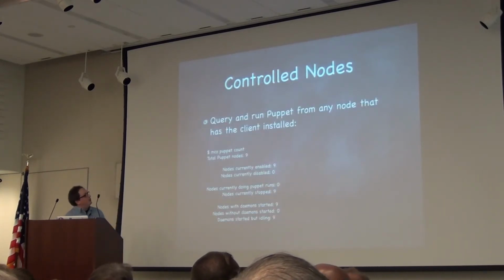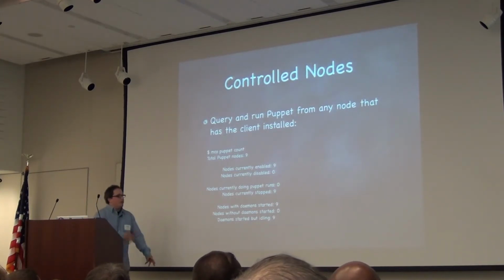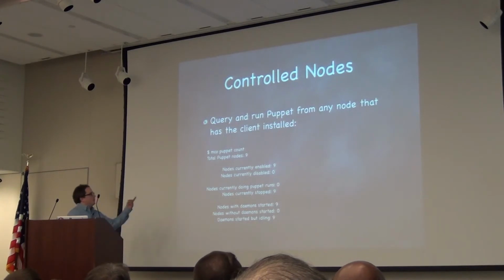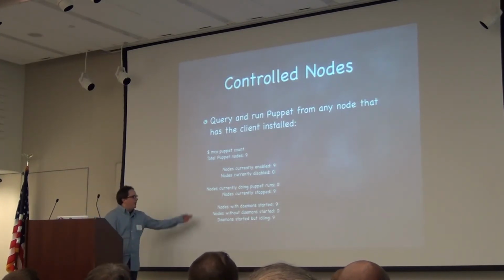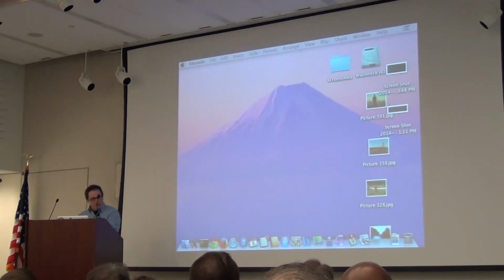All right, so your controlled nodes, you can query and run Puppet from any node that has the client installed. This is a basic example. I ran all these in the little environment I have. So you can just do an MCO Puppet count. It'll tell me how many nodes are enabled, how many are disabled, how many are doing runs, currently stopped. So in this instance, when I actually ran this command, nothing was running.